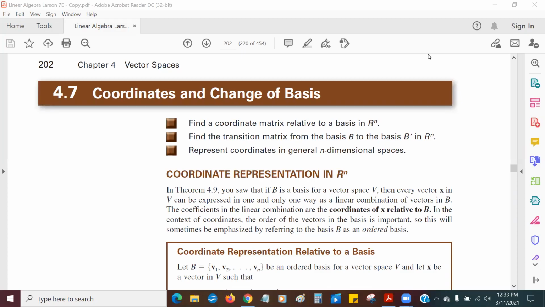Hello, good people. We're now embarking on 4.7, coordinates and change of basis. So, what are coordinates? You have a point on the plane, so it's x comma y. So 2 comma 3, 2 is the x coordinate and 3 is the y coordinate, and so forth.